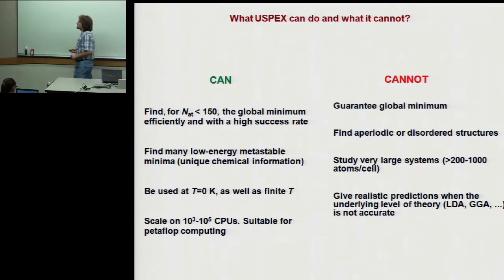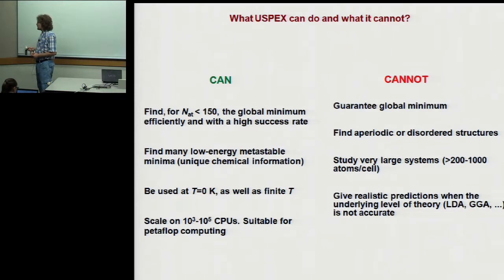Now, what we can do and what we cannot do. As you already know, we cannot guarantee a global minimum, and no method can, actually, but we have quite a high success rate. Also, we cannot study very large systems, so we are limited to something like 100 atoms, but it's already much better than it was, for example, 4 years ago. And we cannot give realistic predictions if the level of theory that we use to make local optimization is not valid.